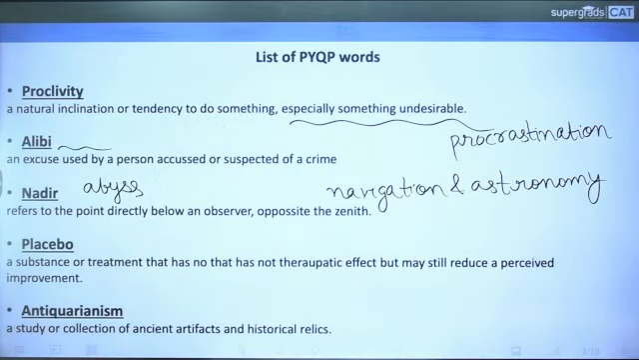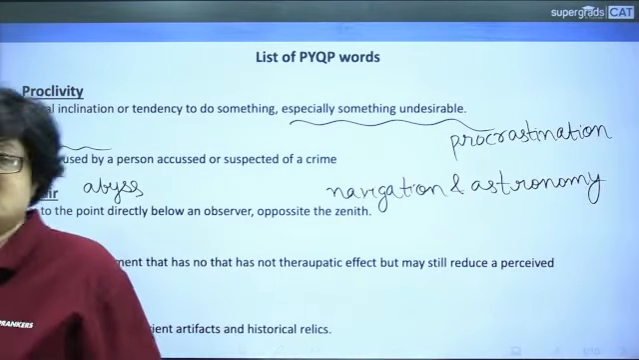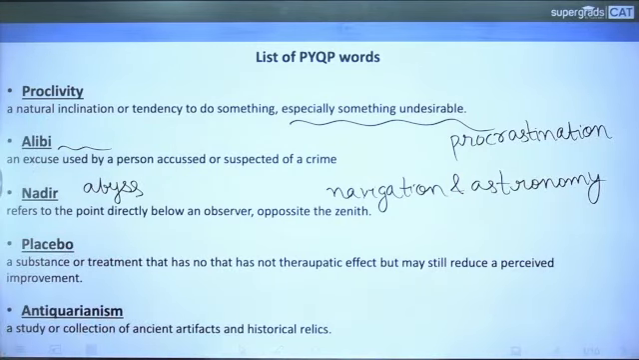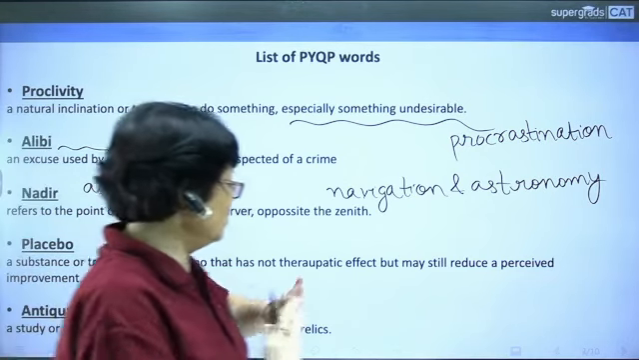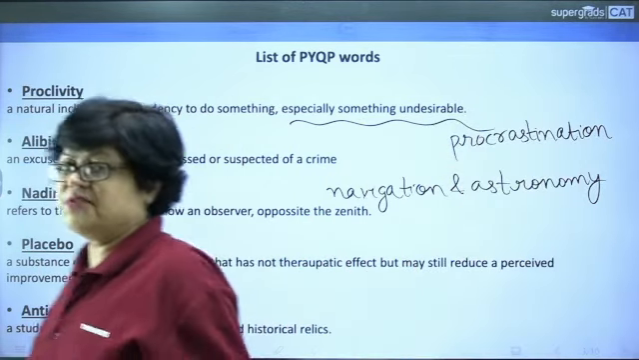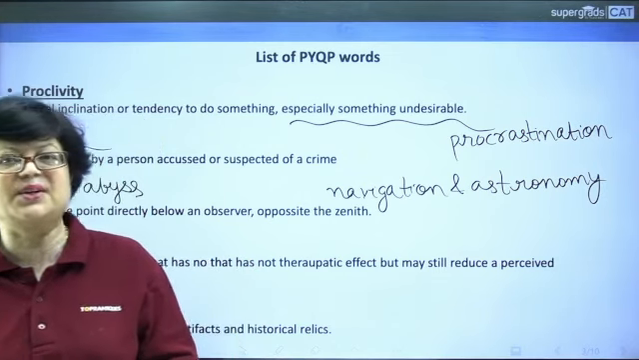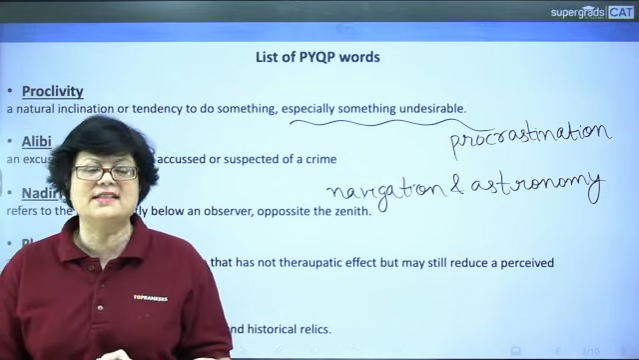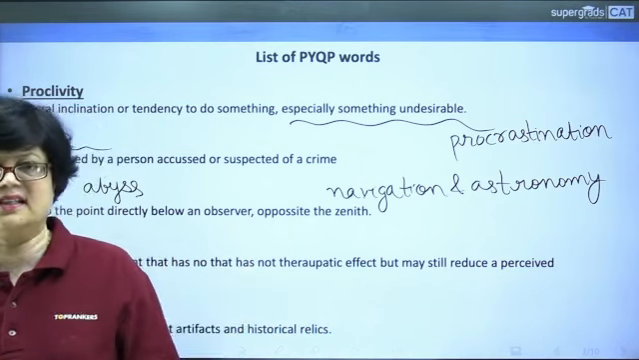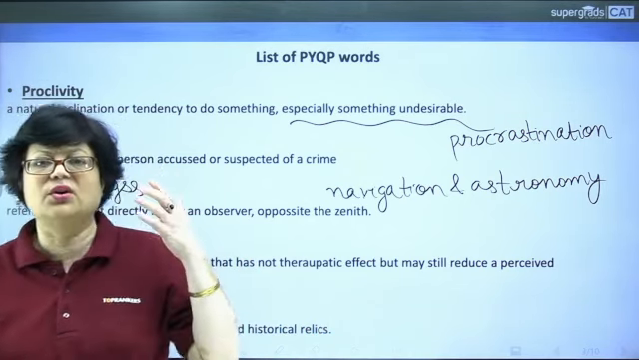Now, an interesting word, placebo. Please make the pronunciation clear in your mind's eye, in your ears. Placebo: a substance or a treatment that has no therapeutic effect, but still it is considered to be of some importance. I'll just give you an example, a very interesting anecdote. Once there was a lady who went along with her husband to a movie theater. And suddenly in the midst of the movie, she felt a sudden headache.